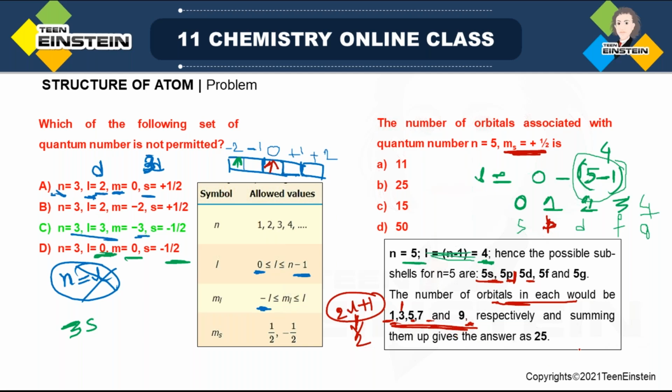Now if you add all these numbers, summing up, that is 1 plus 3 plus 5 plus 7 plus 9, it will give you 25. Similarly, here it is asking the number of orbitals associated with this quantum number. But if it is asking the number of electrons associated with this quantum number, then also the answer will be the same. So here the correct option is option B.